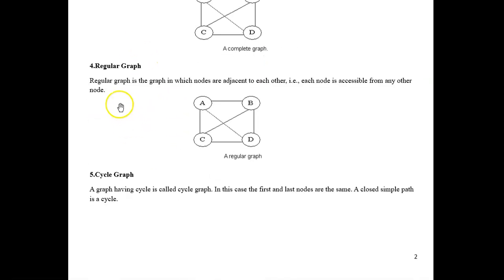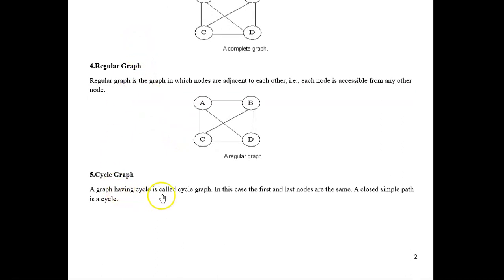Regular graph. A regular graph is a graph in which nodes are adjacent to each other. Each node is accessible from any other node. For example, A is a node, and it is accessible to B, C and D. Like that, B, C and D are accessible to every other node, then it is said to be a regular graph.